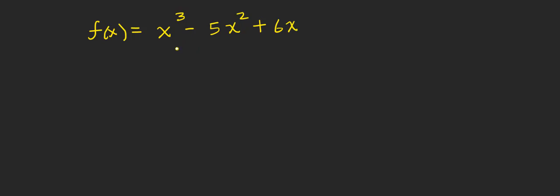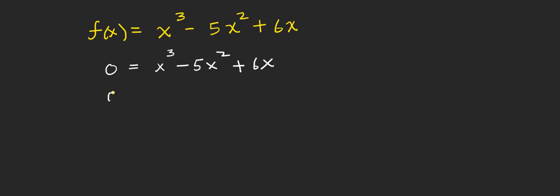So how do you find x-intercepts? X-intercepts occur when y is 0. So in order to find zeros or x-intercepts, you have to set y equal to 0. In this case, f of x is another notation for y. So now what we need to do is solve for x.